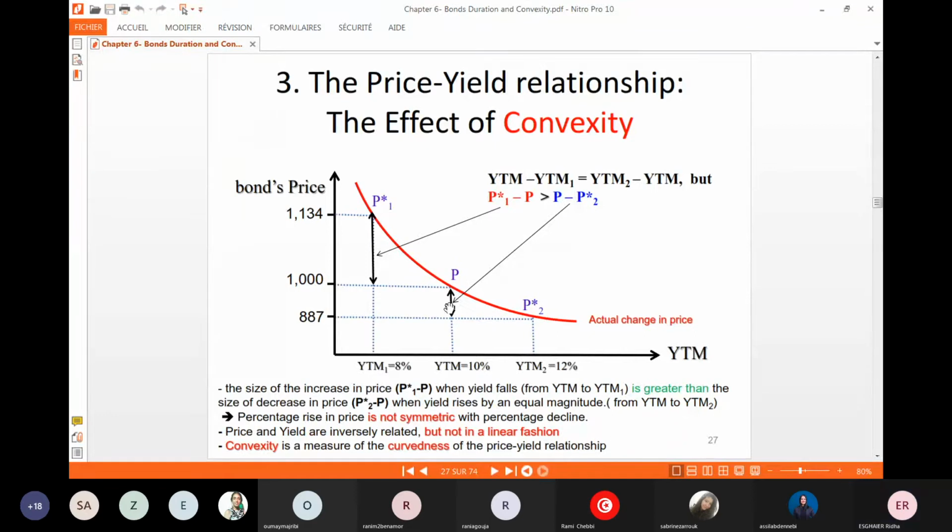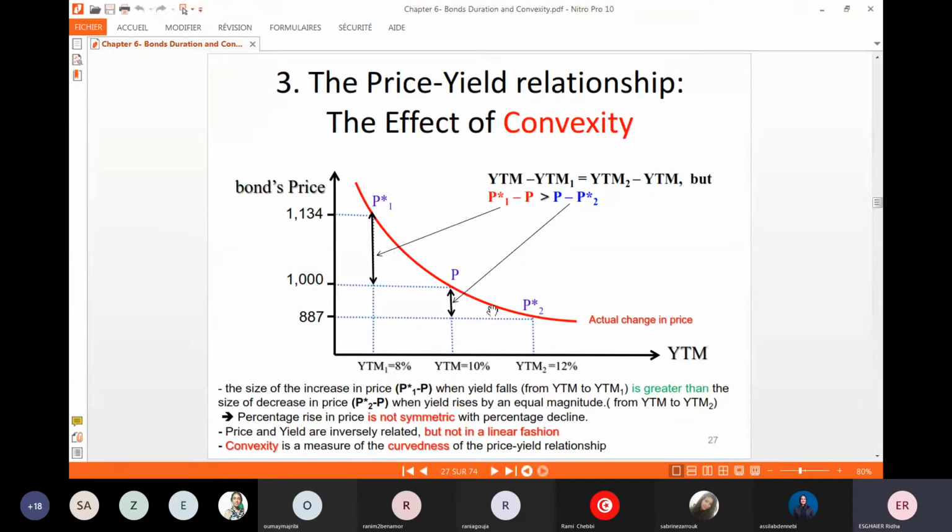The increase is P1 star minus P. This whole thing is bigger than the decrease in the price when the yield to maturity increases from 10 to 12 and the price becomes P2 star. The decrease is P minus P2 star. We find the increase is bigger than the decrease. This is due to what? This is due to the convexity of the relationship. It is not linear, it is convex. And that is why we will talk about convexity later.